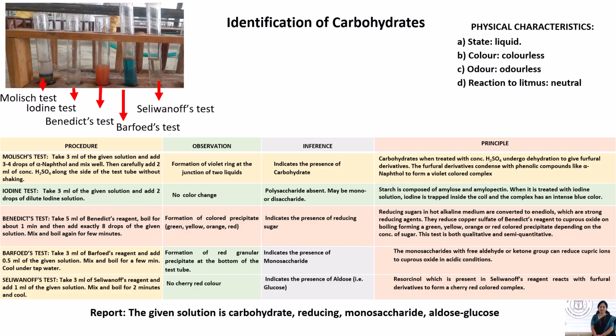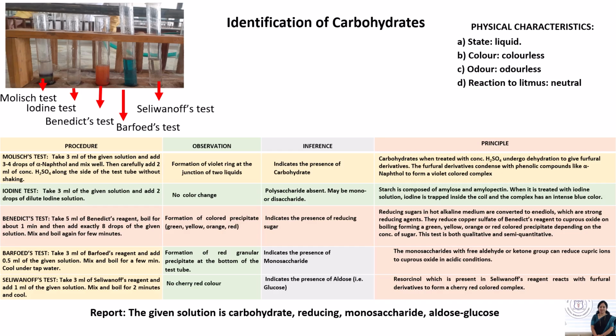So the next test we need to do is the Benedict's test, and we get to see formation of colored precipitate. So depending upon the concentration of the carbohydrate present in the given solution, the color varies from green, yellow, orange and red. Now this Benedict's test is a semi-quantitative test. It is both qualitative and quantitative. Quantification is based on the different colored precipitate formation.